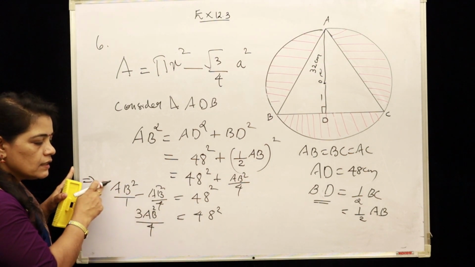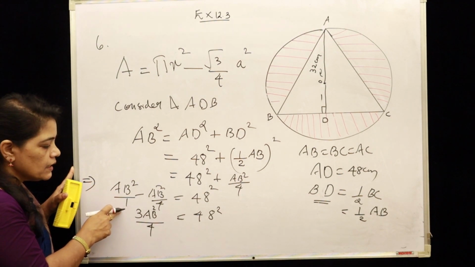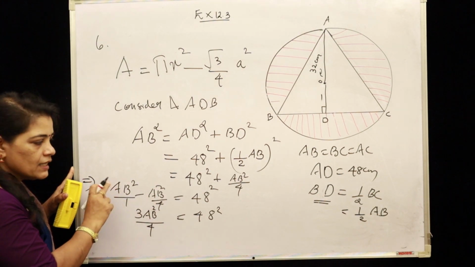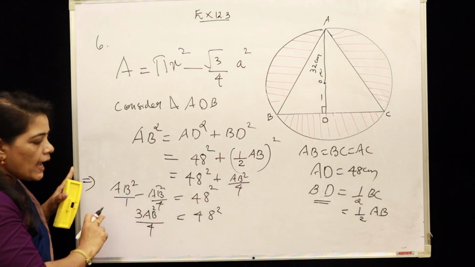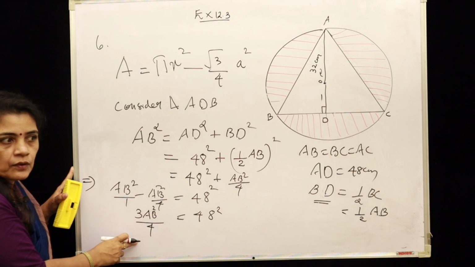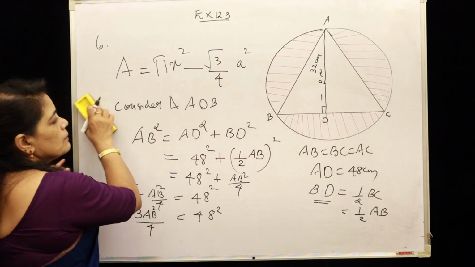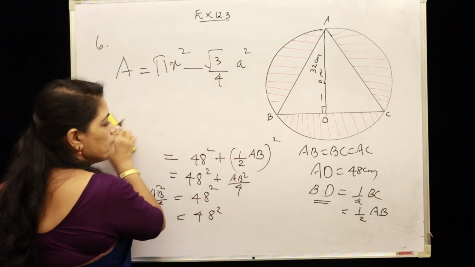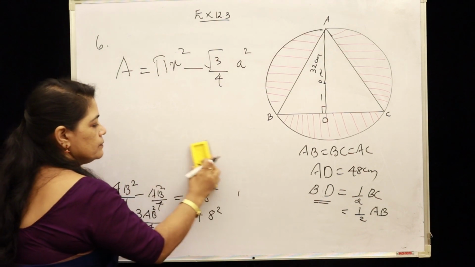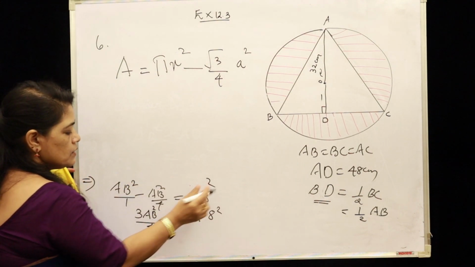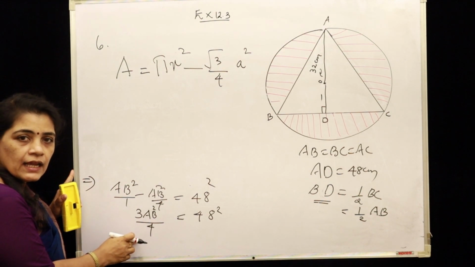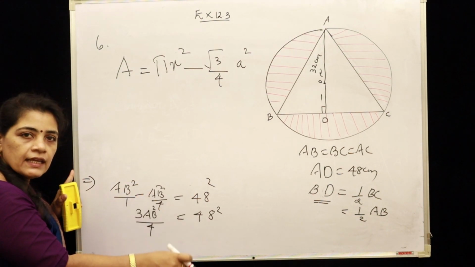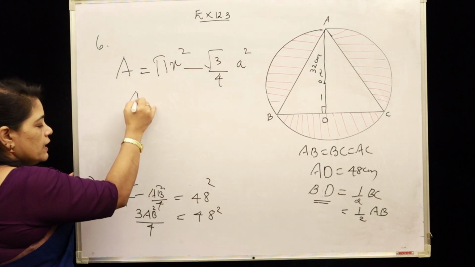I have taken cross multiplication, 1 into AB square, that is 4AB square minus AB square is 3AB square, and divided by 4. So I am going to rub these steps. In the next step I am keeping only AB square in the LHS by taking 4 to the numerator and 3 in the denominator. I hope that is also clear.